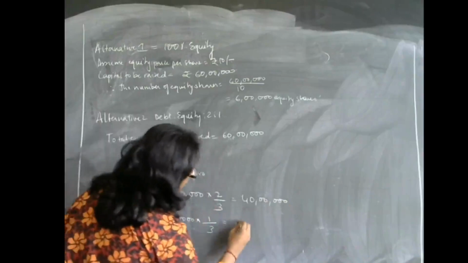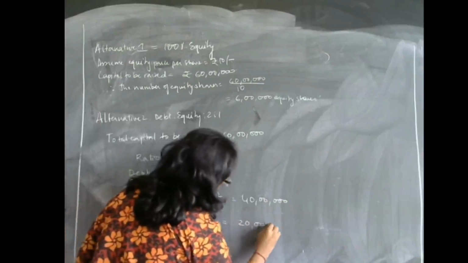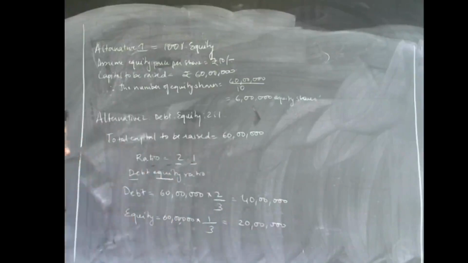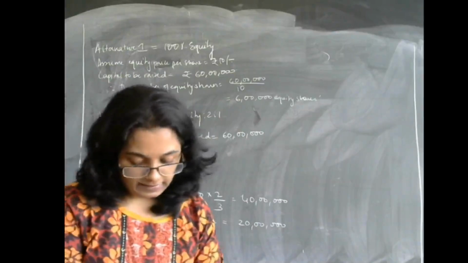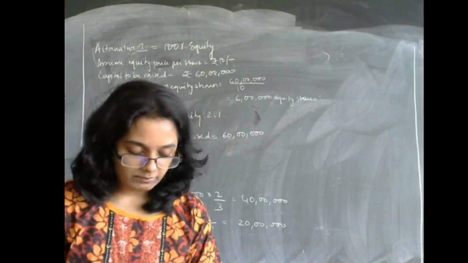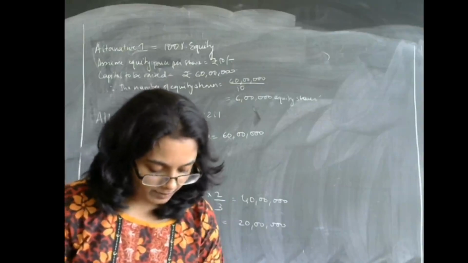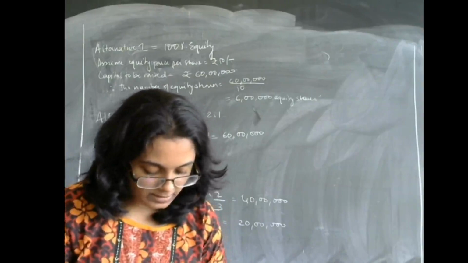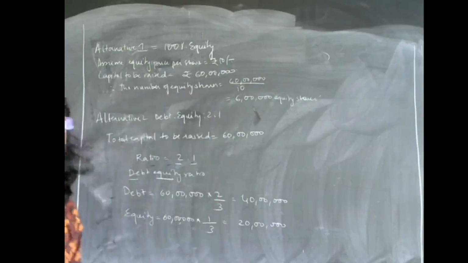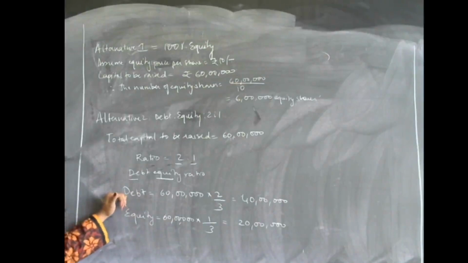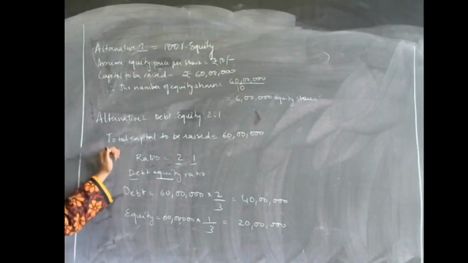And equity you will get 20 lakhs. So we now know the ratio of debt and equity, how much we have to raise in case of second option. I hope that is clear. So now this information is enough for us to calculate the indifference point. Okay, so now let us calculate the indifference point, but before starting the calculation, let us determine how much interest we will have to take into consideration in case of second alternative.